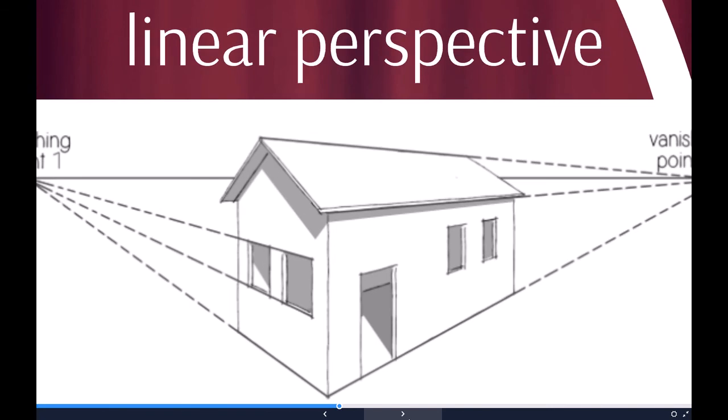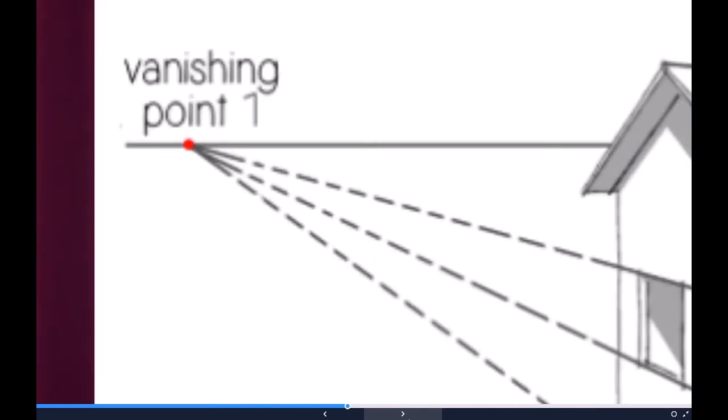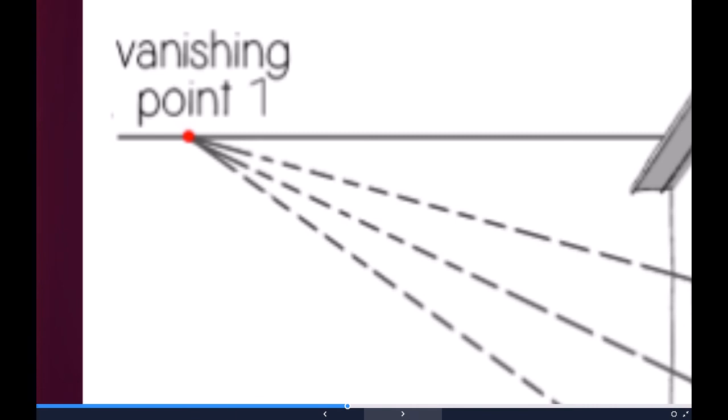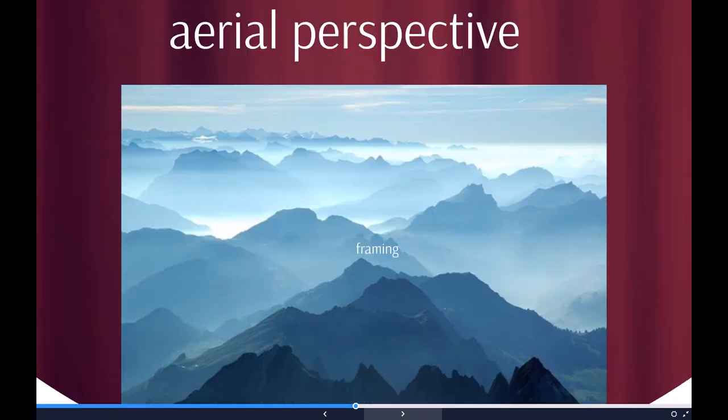Linear perspective also creates the illusion of depth. With linear perspective, we use a horizon line and vanishing points. It's a very technical way to create depth. And another way to create depth is aerial perspective, where we use white and we use less detail for the objects that are further away to create depth.